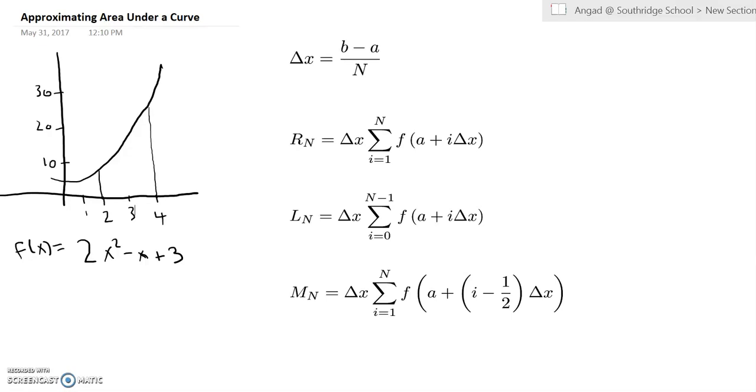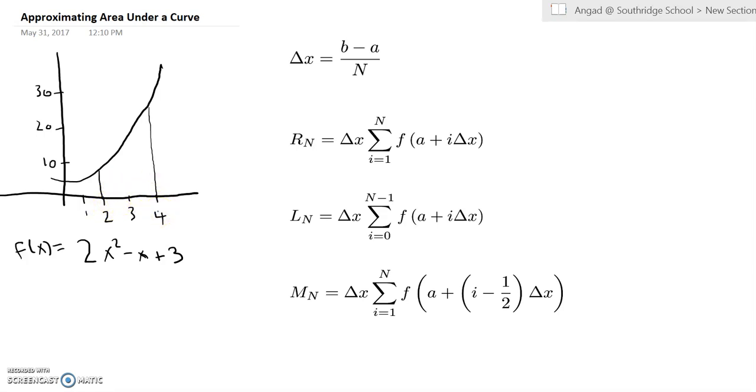So this video is about approximating the area under a curve on a graph. Here's a graph, and for this particular graph we'd be trying to find the area under this curve, this f of x, which is 2x squared minus x plus 3, between 2 and 4. So that's the area we're trying to find.